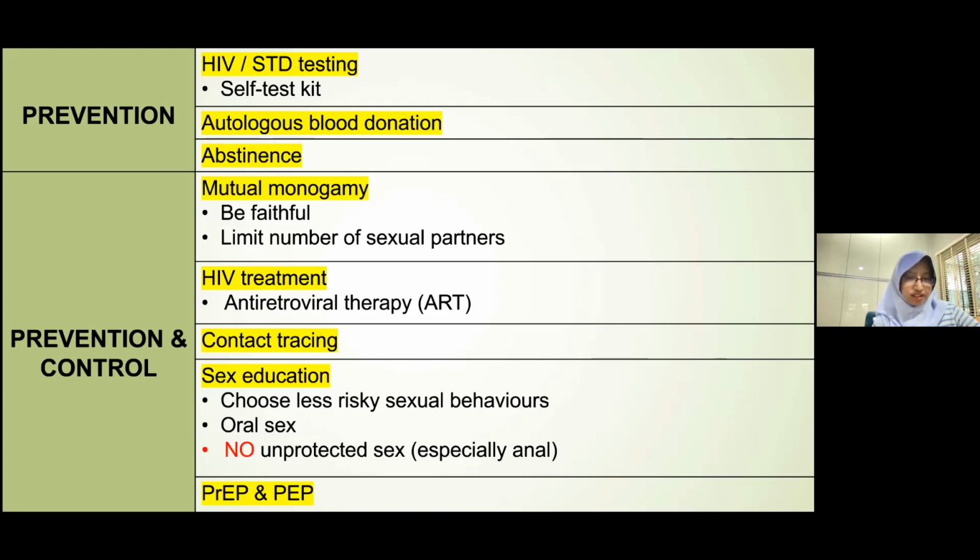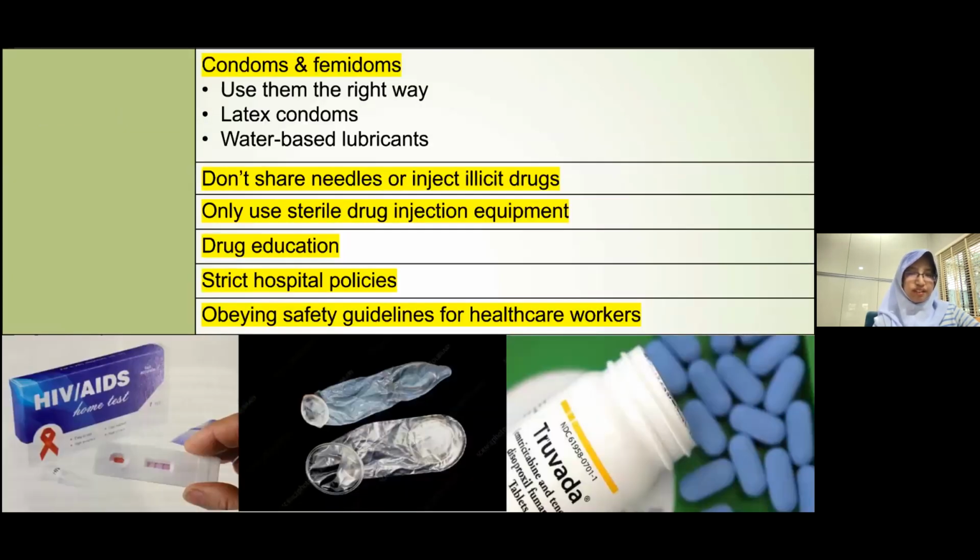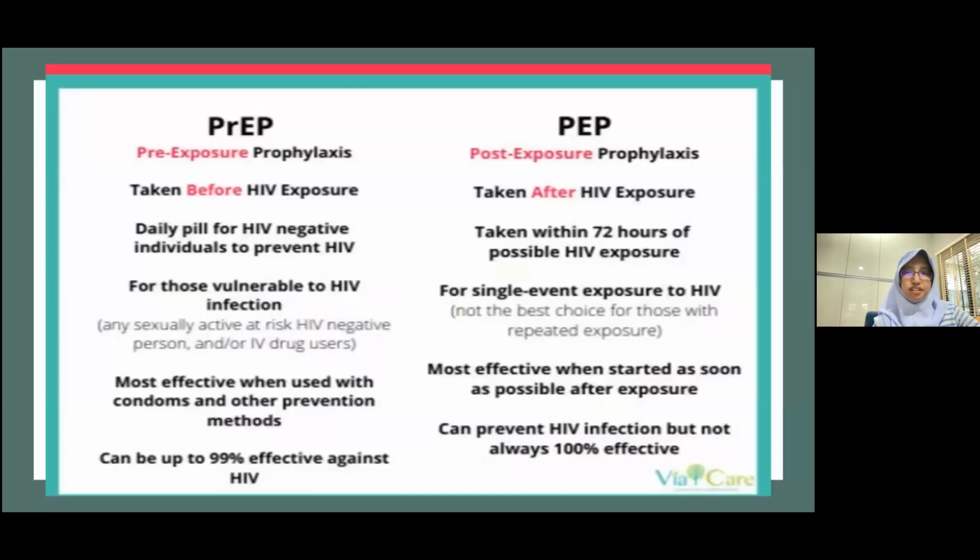Okay, so the next one is PrEP and PEP. Can you please go to the slide with the PrEP and PEP? The next one, please. So PrEP means pre-exposure prophylaxis, and PEP refers to post-exposure prophylaxis. Prophylaxis means to control. Pre means before, post means after. So when you simplify it, it's pre-exposure control.